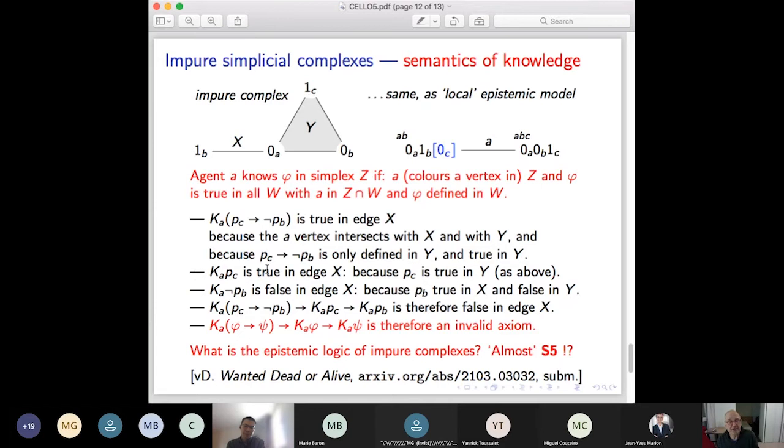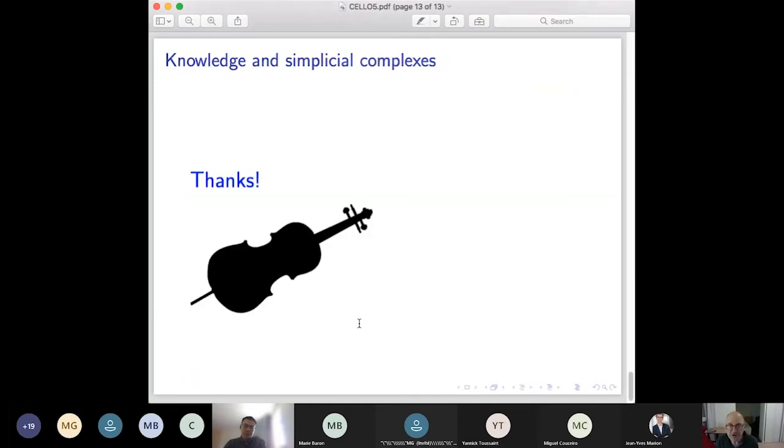And well, this we see described here, and then I can give lots more explanations, but that I will not do here. And then you can ask yourself again the question, what is the complete axiomatization for this language interpreted on the class of impure simplicial complexes? And this is what is being described in this document, where it is again almost the logic of knowledge, but not quite. There are some defects, such as you cannot reason under the scope of knowledge. Okay, thank you very much.